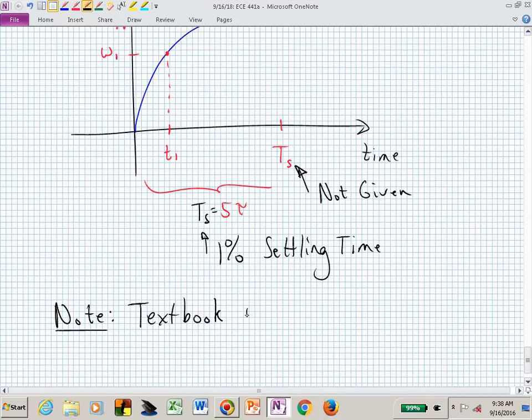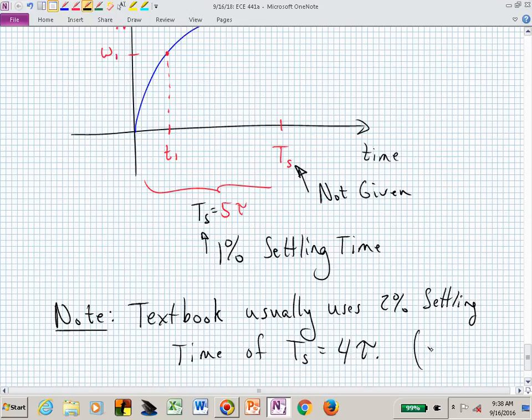The textbook usually uses 2% settling time. And there, T sub s is 4 tau. So that now you're looking at e to the minus 4, which is approximately 0.02. It's actually closer to something like that, I think.